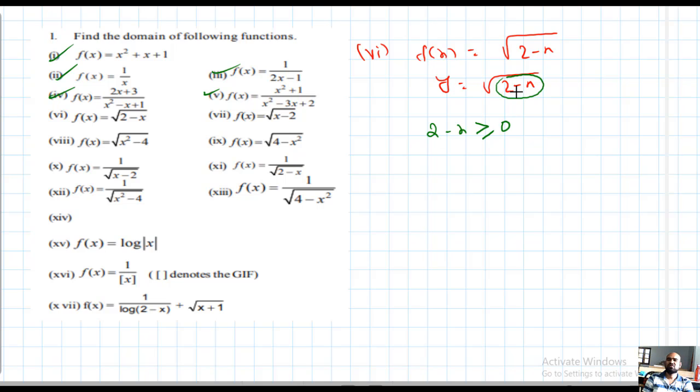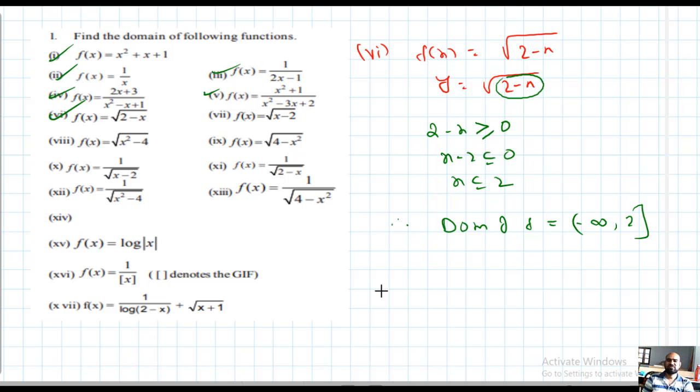Zero is also no problem, no? If x is 2, this total is 0, and y equal to 0 is a real number only. x minus 2 less than or equal to 0, or x less than or equal to 2. What is the meaning of that? Your x should be 2 or less than 2, then only y is a real number. So domain of f equal to minus infinity to closed 2. So this is the answer for problem number 6.